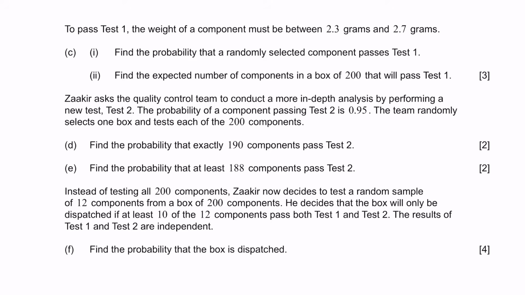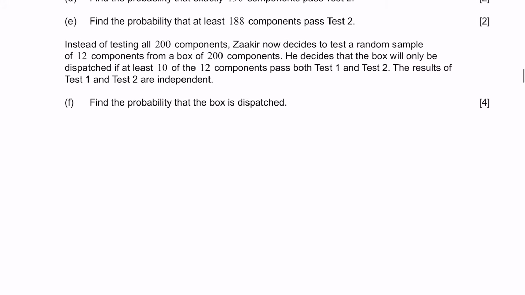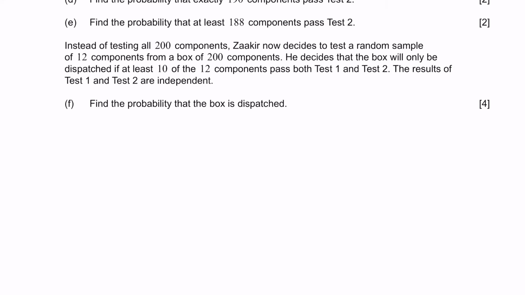To pass test 1, the weight of a component must be between 2.3 grams and 2.7 grams. Find the probability that a randomly selected component passes test 1. Okay, so here we're still within the realm of normal distribution. I'm actually going to draw it once more, and just to try to give an account of what's going on, see if I can create something a little more symmetrical.